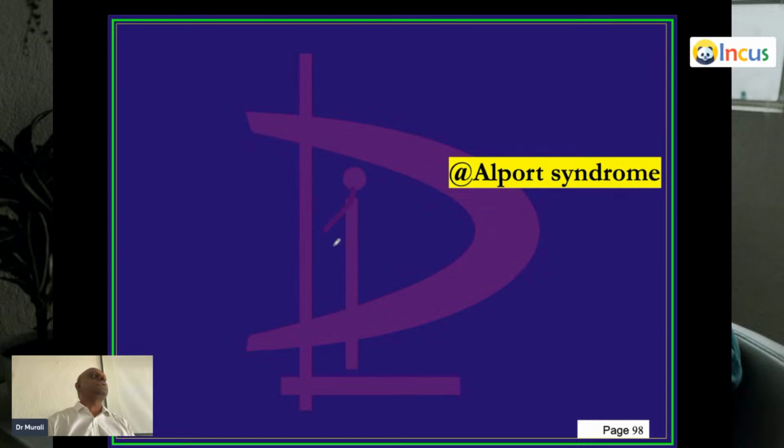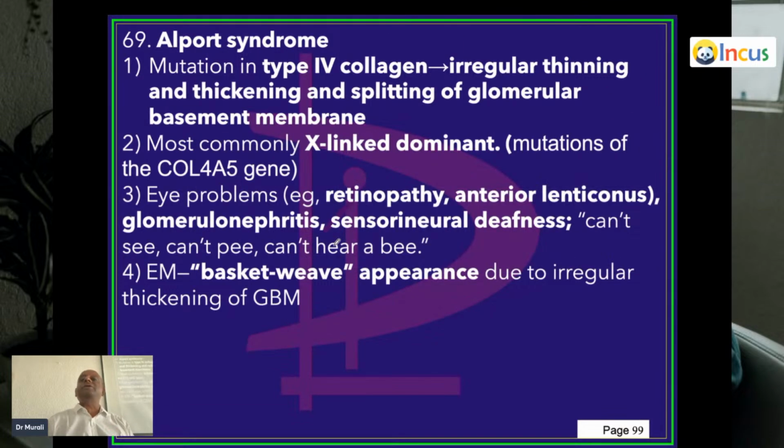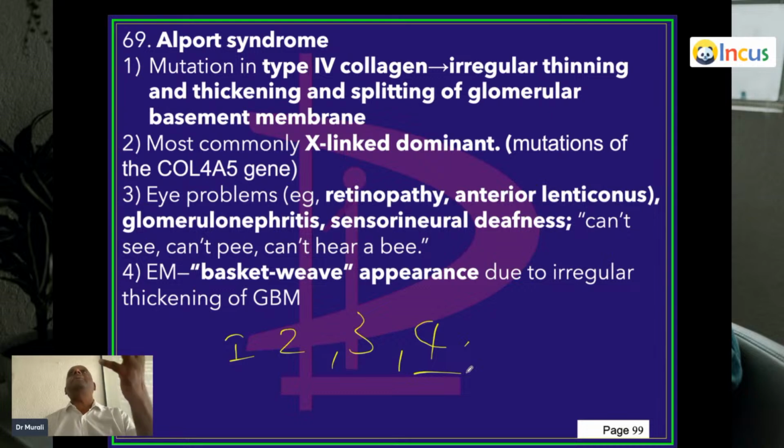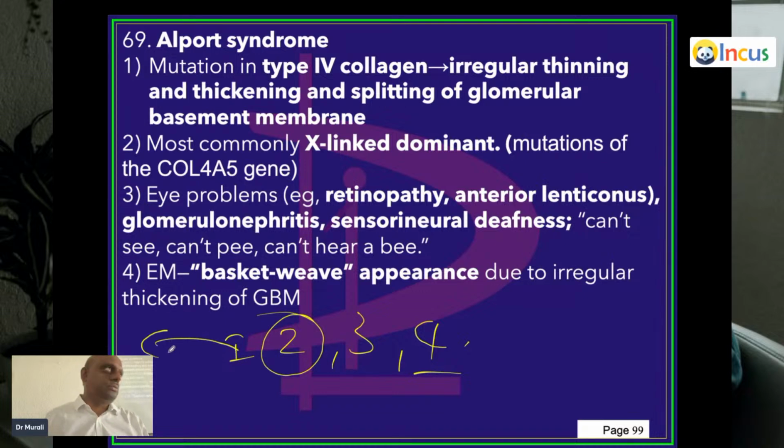Now comes Alport syndrome. Alport syndrome, what is the problem? Type 4 collagen. How many types of collagen do you know? Many types are there. 1, 2, 3, 4. 4 is floor, so basement membrane is type 4. Right? Then type 1 is in the bone. Anyway, when you come for entrance preparation, we will make you learn it thoroughly.